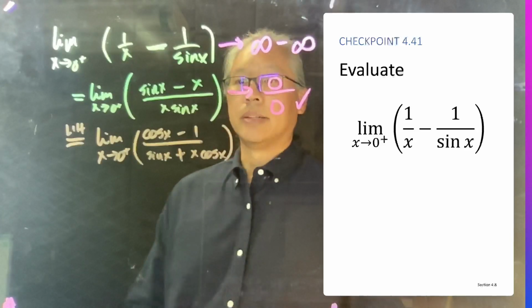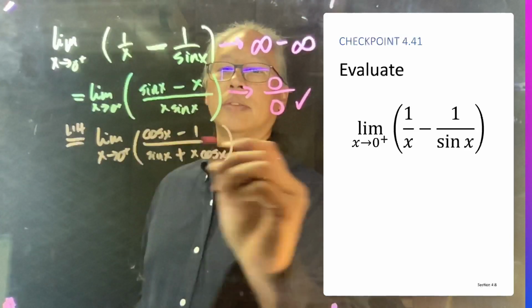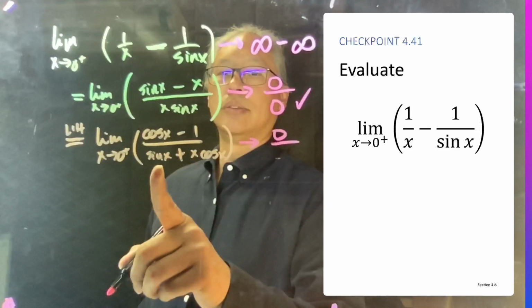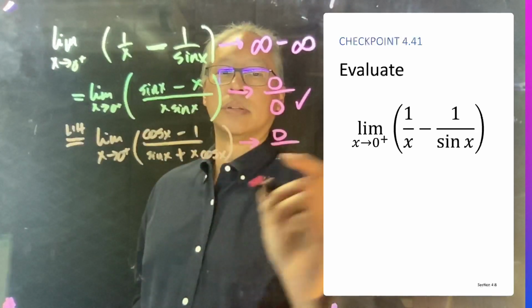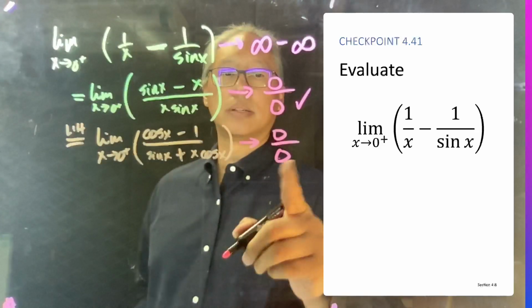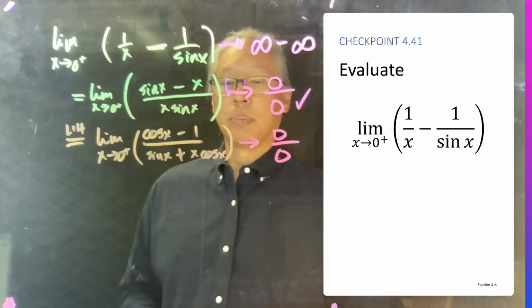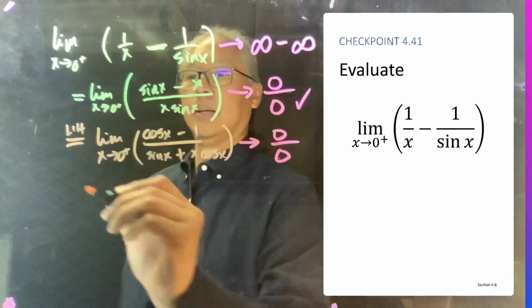And we take the limit as x approaches 0. Cosine of 0 is 1, and 1 minus 1 is 0. Sine of 0 is 0, and x is equal to 0, so 0 times 1 is going to be 0. So this is still indeterminate, and it looks like we have to apply L'Hopital's rule again.